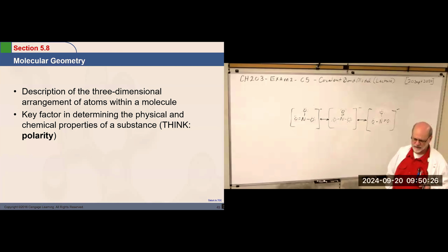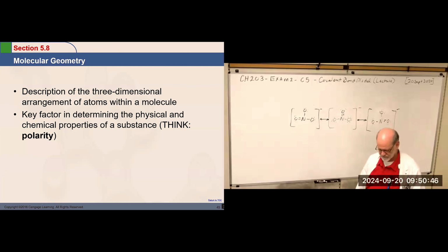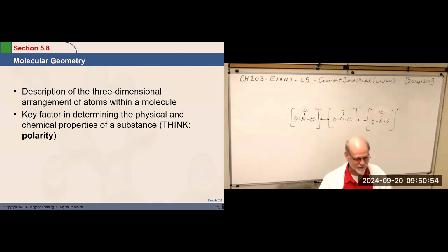I said we were headed for molecular geometry by doing this. So once you've got the Lewis dot structure, now we can use another theory, or a model actually, called the valence shell electron pair repulsion, VSEPR.